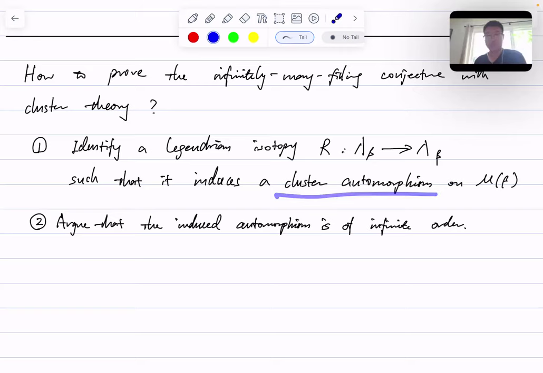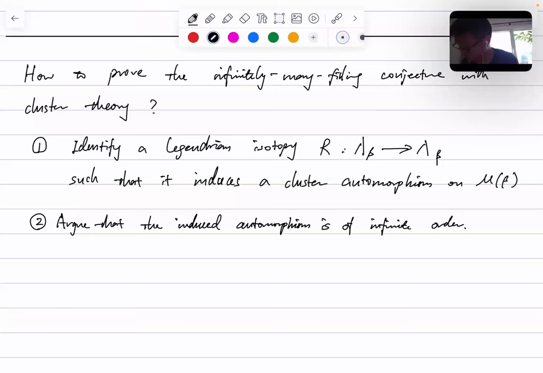So a cluster automorphism is an automorphism on the variety such that it moves one chart onto another chart, right? So any automorphism should preserve the structure that you're interested in. In this case, the cluster automorphism should preserve the cluster structure. So it should preserve the atlas of cluster charts, but then they permute the charts. It moves one chart to the other. And then you have to argue that the induced automorphism is of infinite order, right? So it means that if you start with one chart, and then you move to another chart and move to another chart, you're never going to come back to the same chart ever again.